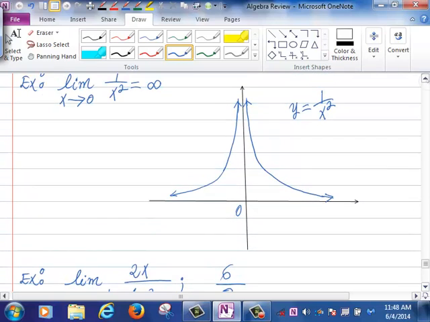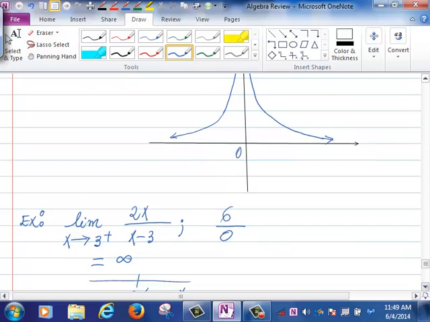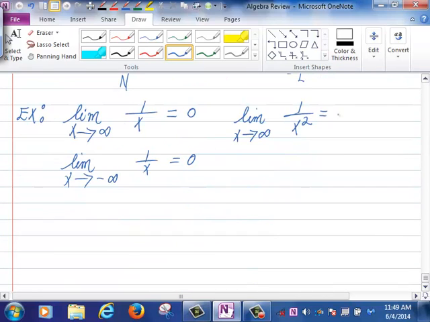This is the graph of 1 over x squared. So as x goes to infinity, this guy goes to 0. As x goes to negative infinity, the value goes to 0 as well. So even if x goes to negative infinity, 1 over x squared goes to 0.